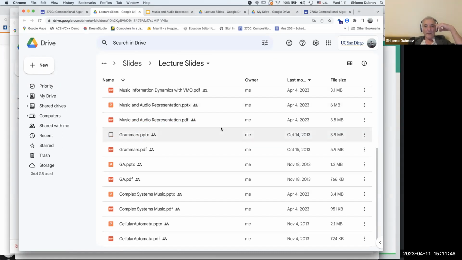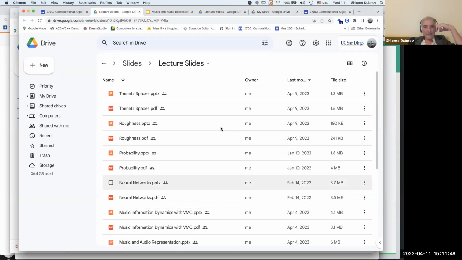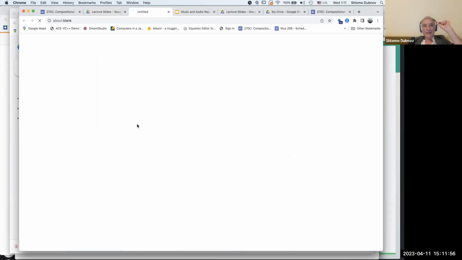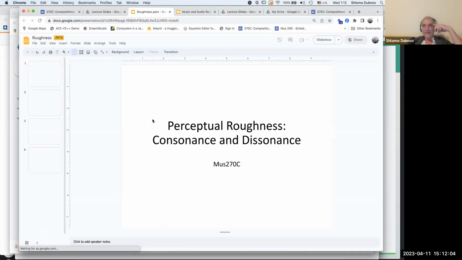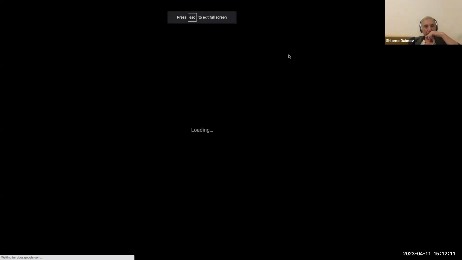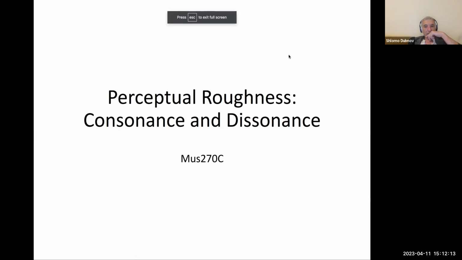And what I want to talk about is, before we talk about Tonnetz spaces, which will be after the break, I want to talk a little bit about the concept of roughness. Again, kind of music theory, trying to give a mathematical or physical justification for some concepts.